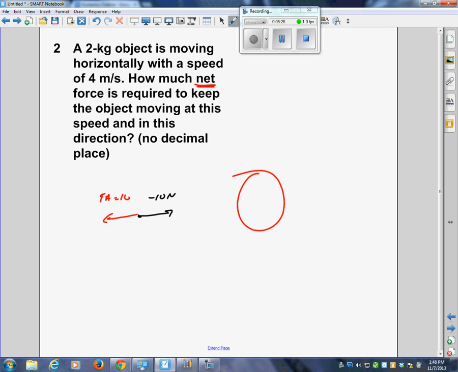10 newtons. And what is the net force equal to? 0. The key is that it's net force. A force is not required to keep an object from moving, unless, of course, there's friction. The problem is that in the real world, well, there's always friction, right?